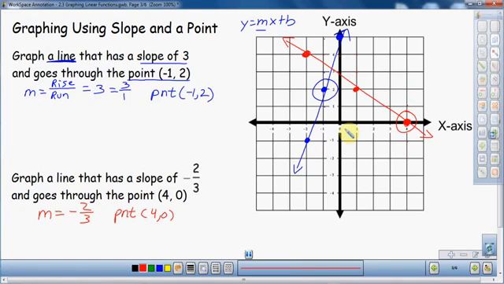Okay. Anyway, that is graphing using slope and a point. Hopefully, these couple of examples and my explanation of this helped you.